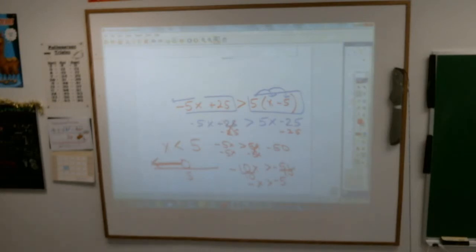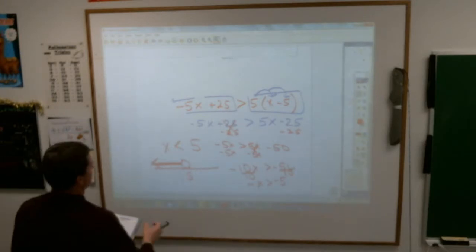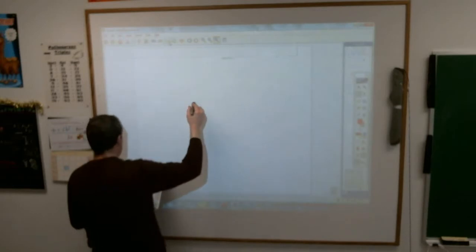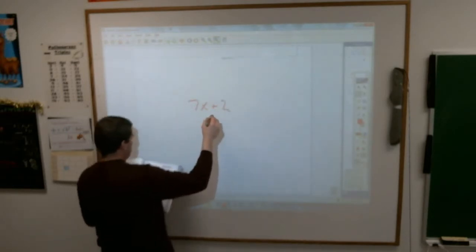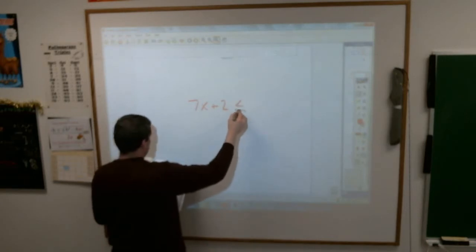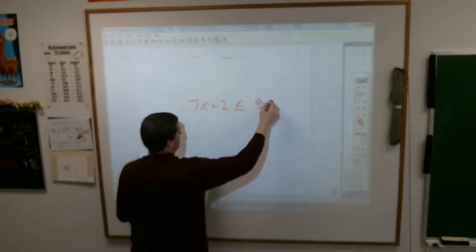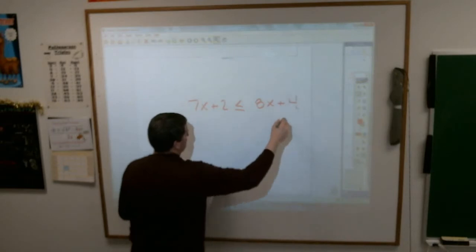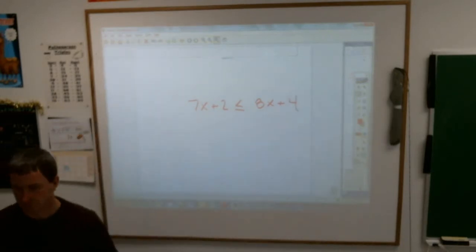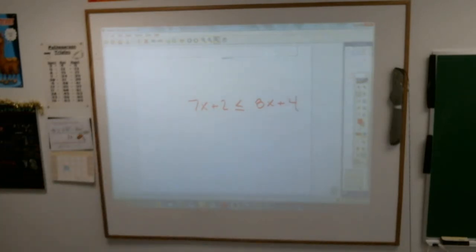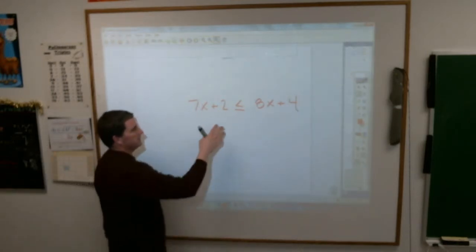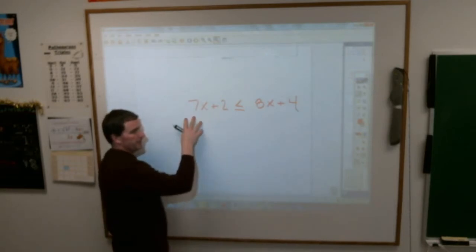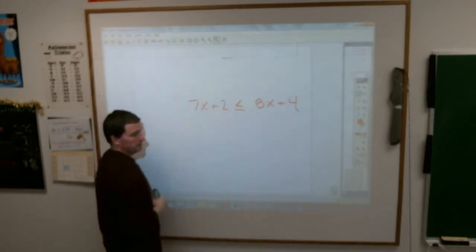One more, you say. I'll let you try this one. It's not quite as hard. 7x plus 2 less than or equal to 8x plus 4. See if you can't solve that one for me. And in these inequalities, the x always has to be on the left side. Always bring your letters to the left side.